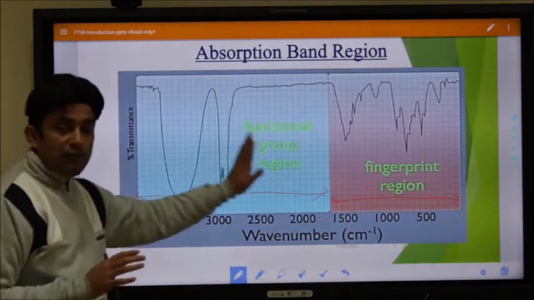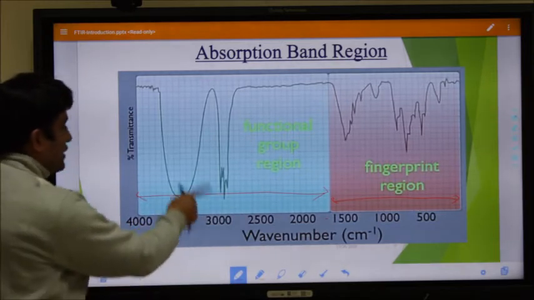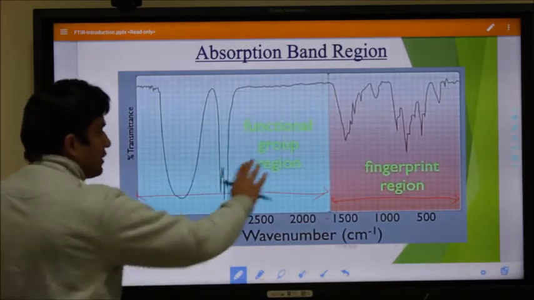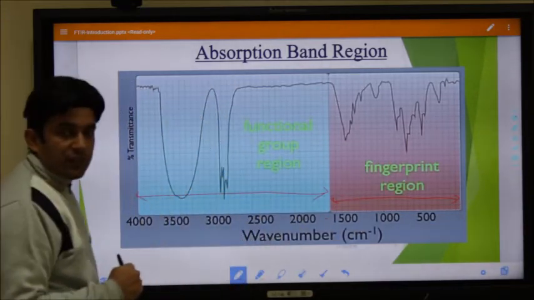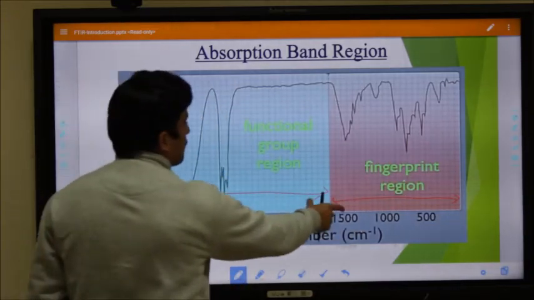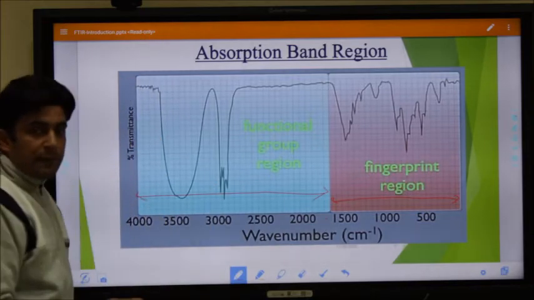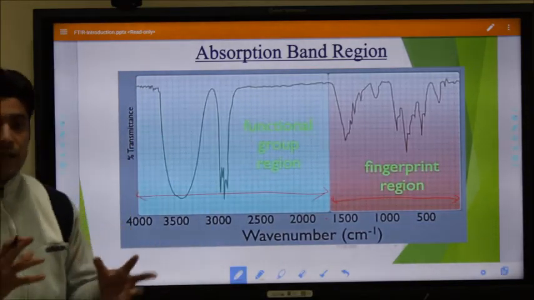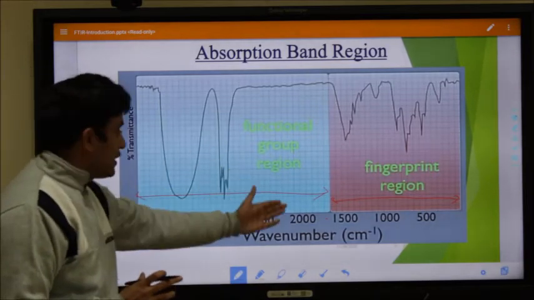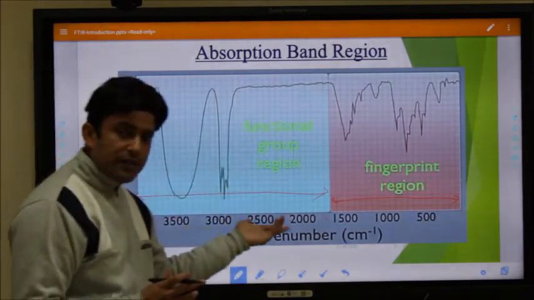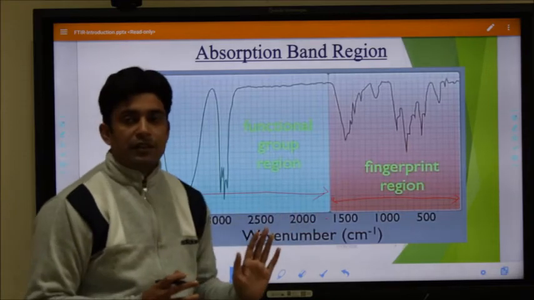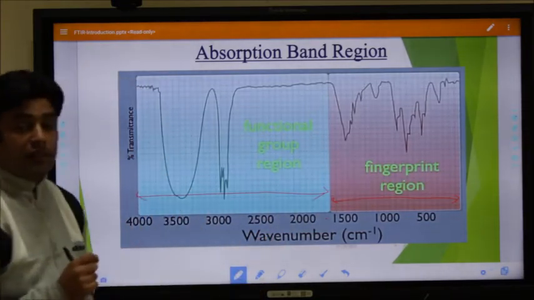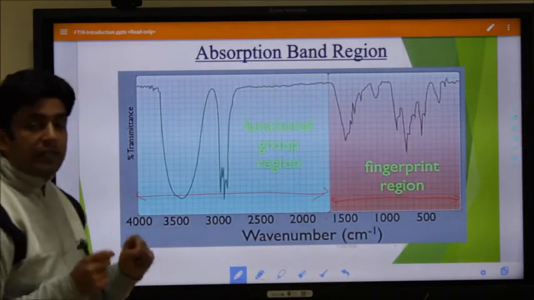Yes, it is the same functional group which was present here, and it is giving its impressions again in the fingerprint region. Some people might confuse it. What do you mean by fingerprint? Fingerprint means impression. The functional group which is present in this region is also giving its impression in this region. That's it. The next important thing is the peak intensity and peak type.